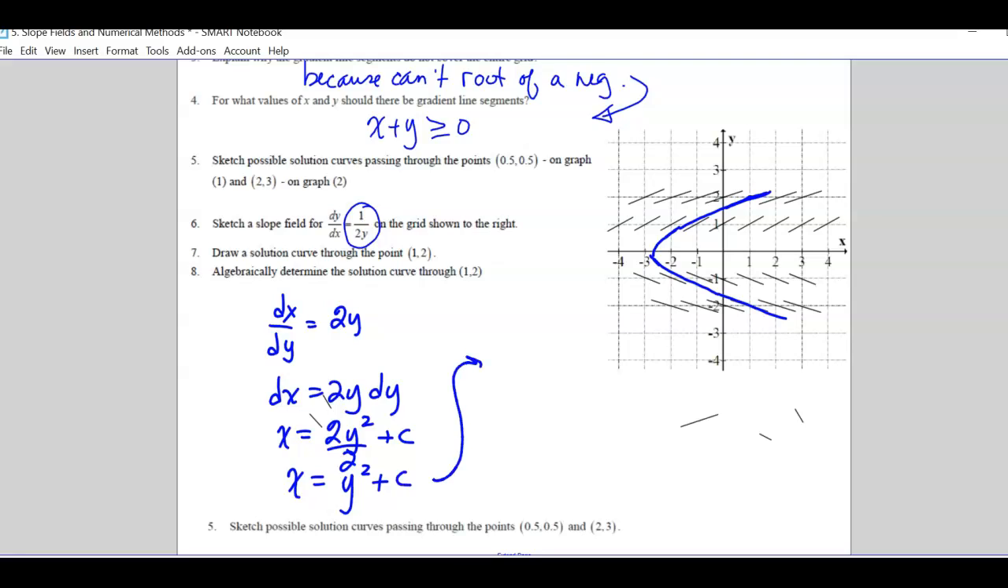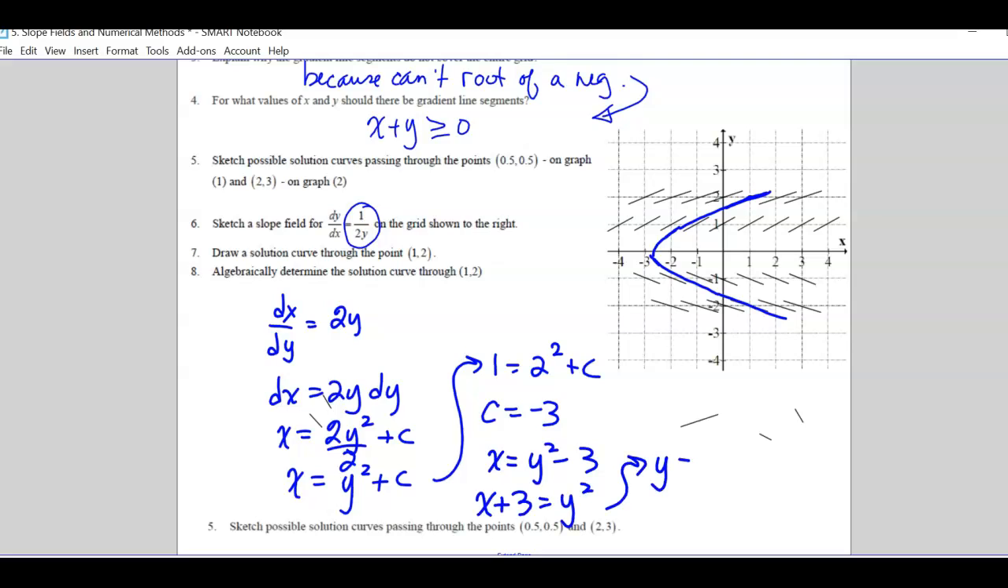Now it goes through the point (1, 2). So c equals -3, so x equals y squared minus 3. So x plus 3 equals y squared. Y equals plus or minus the square root of x plus 3. Okay, and so you can see there that the vertex of that radical is at -3.